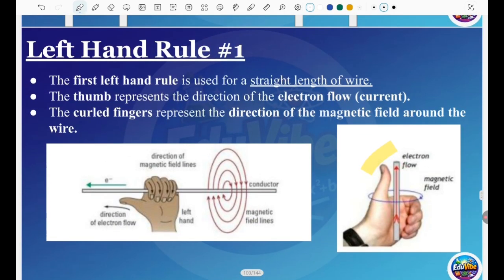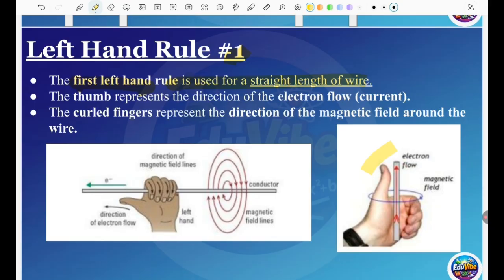For the first one, we have the left hand rule number one. It's an easy rule. The first hand rule is used for a straight length of wire. If you have a straight wire and you want to know where the current flows and where the magnetic field goes, you can use your left hand rule for that.